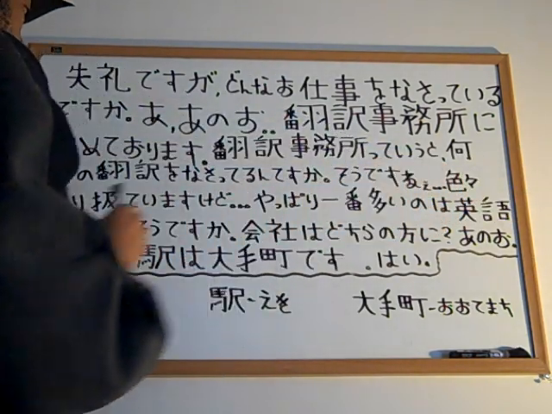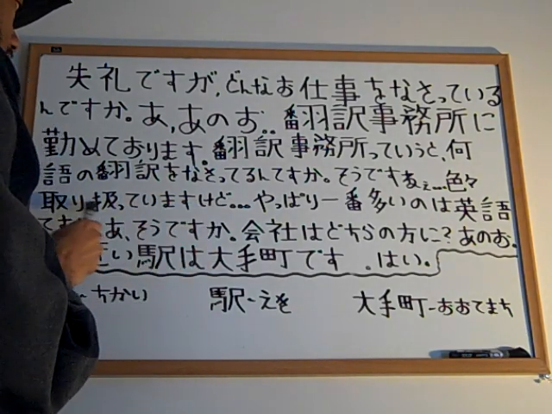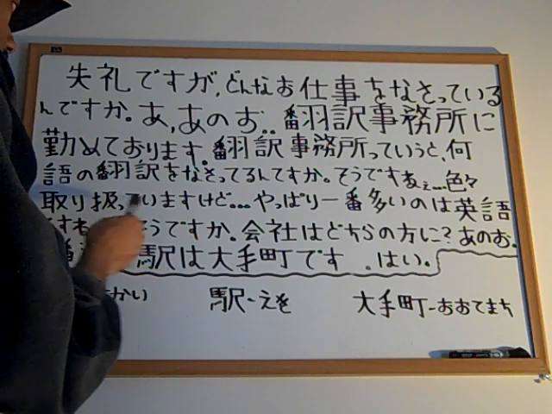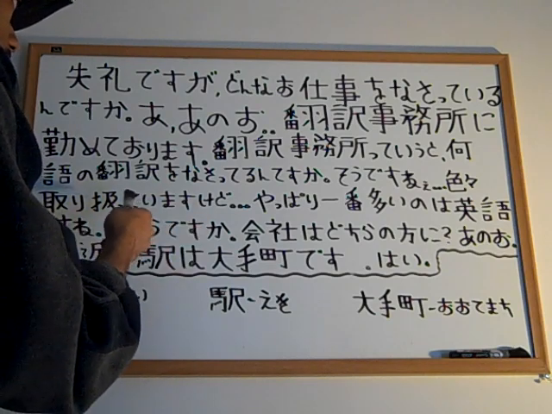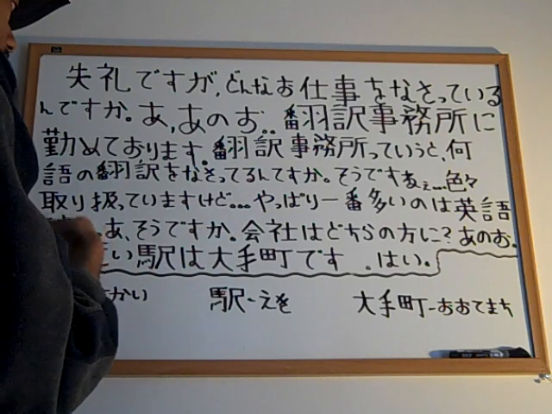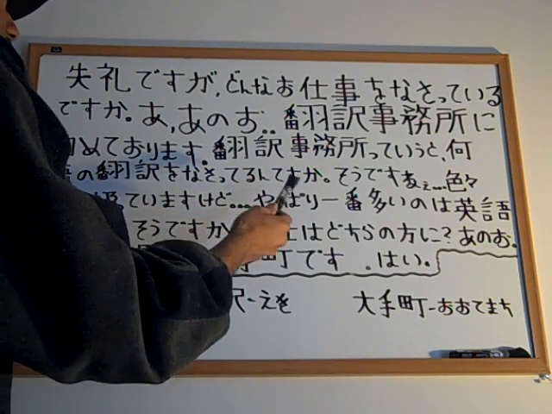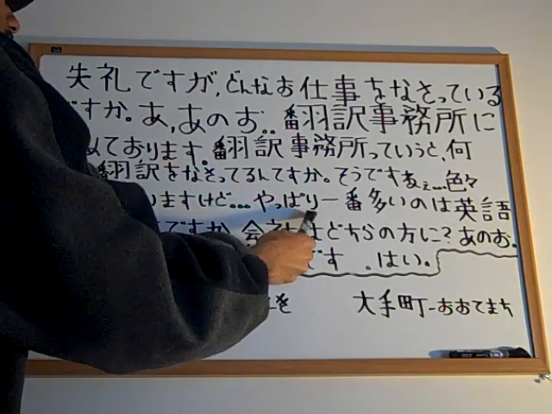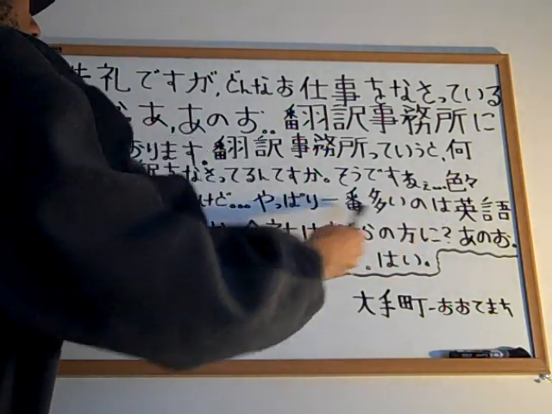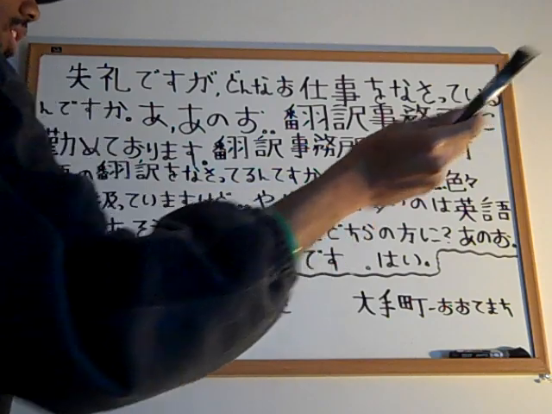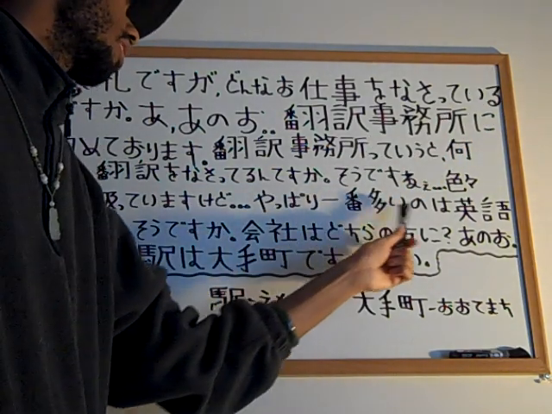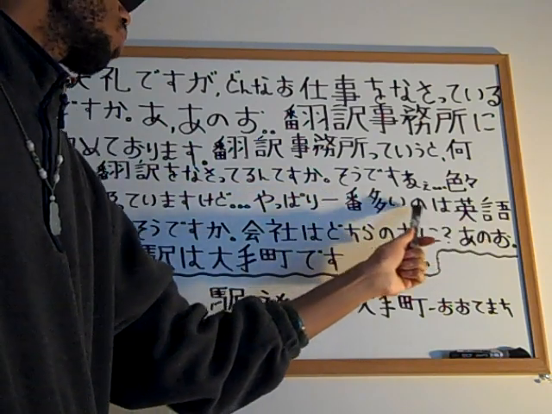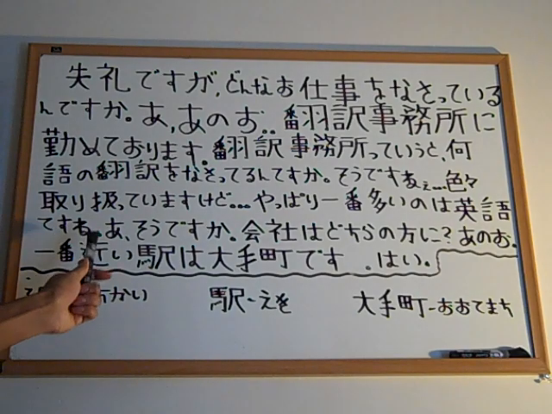So iroiro toriatsukatte imasu kedo. Toriatsukatte imasu, that means dealing with or handling. So I'm dealing with a lot of various things, but yappari ichiban oi no wa eigo desu ne. So as expected, the most I deal with is English, right?